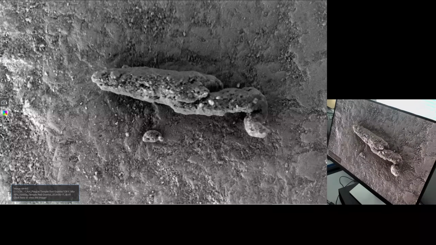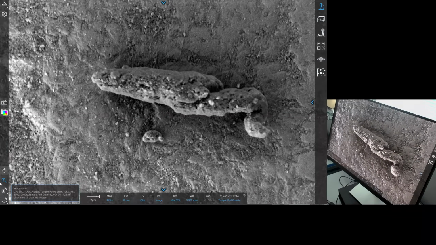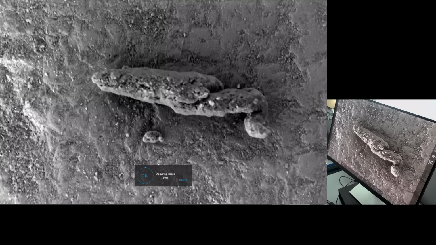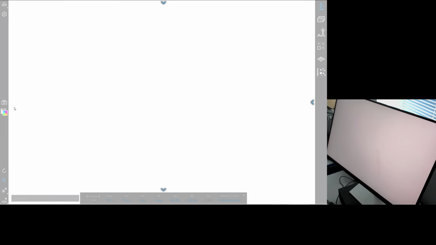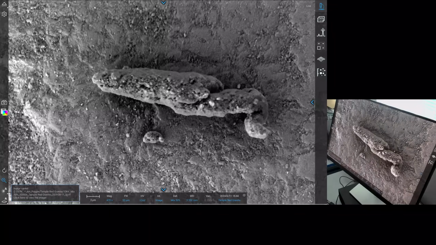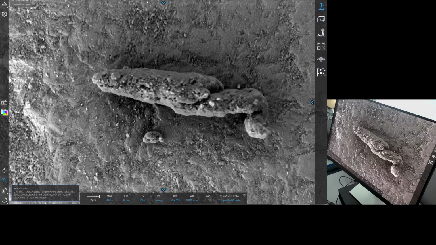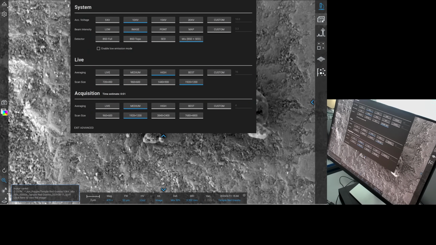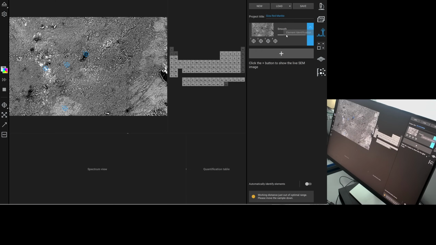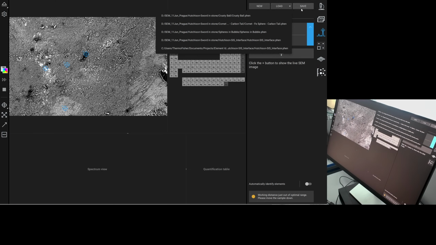See if I can get an image there. Don't quite know what happened there. Kind of went mental. Let's try that again. It's doing the same thing. It's got an issue at the moment. Let me save that.